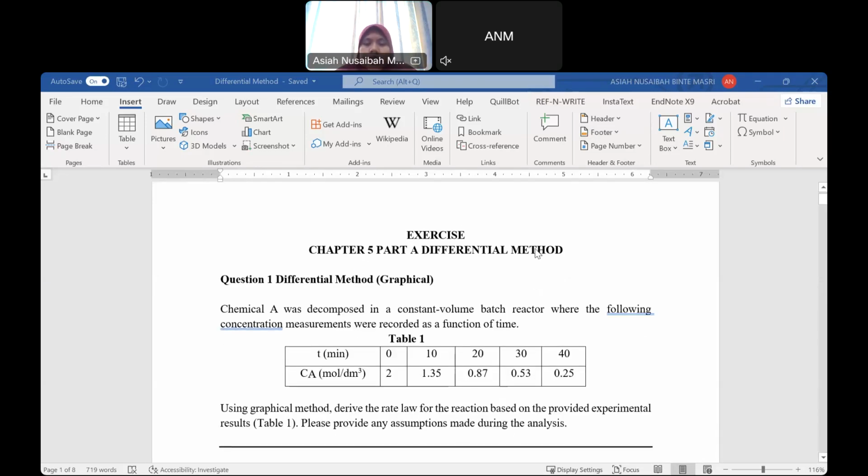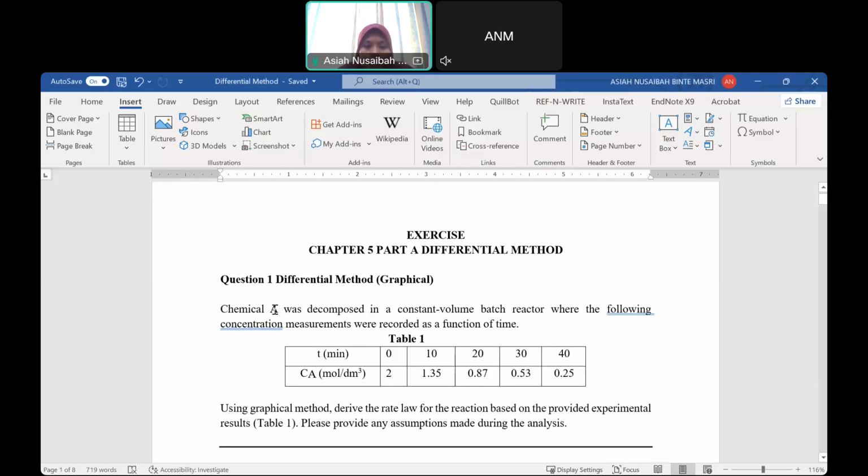Okay, here we have one question. So we're going to study two questions, one representing the graphical method question, another will be numerical method. Okay, let's see the graphical method question.